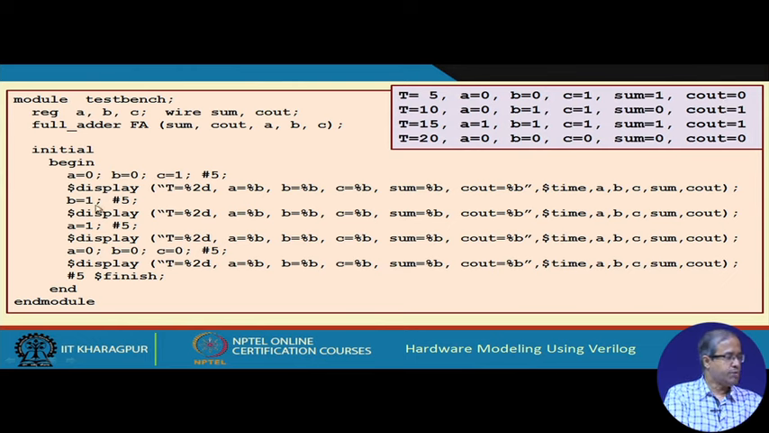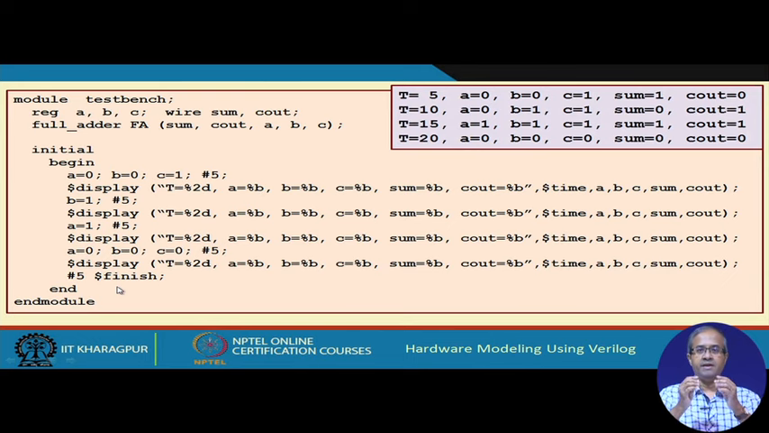Then B equal to 1, again a delay of 5. So, now B becomes 1, again after a delay of 5 I put another display, same line. So, the next line is displayed. Then A equal to 1, there is again a delay of 5, again display, third line. Then again A0, B0, C0, again delay of 5, again display, fourth line, and then finish.